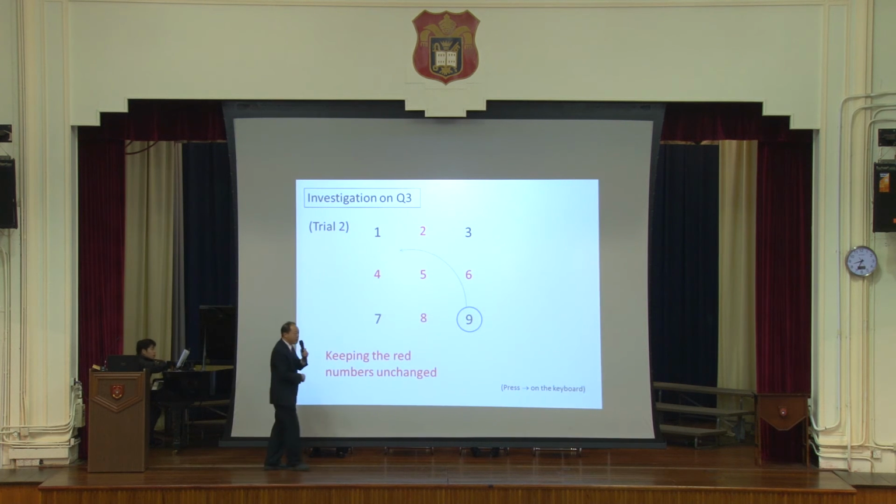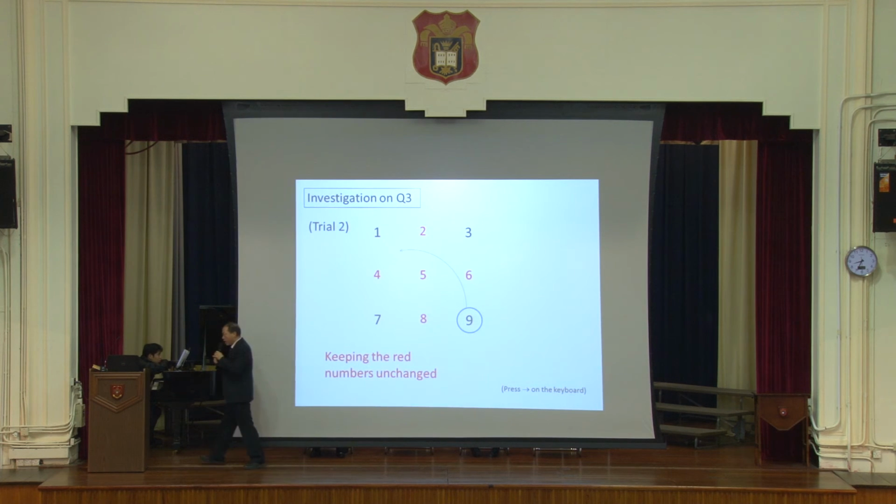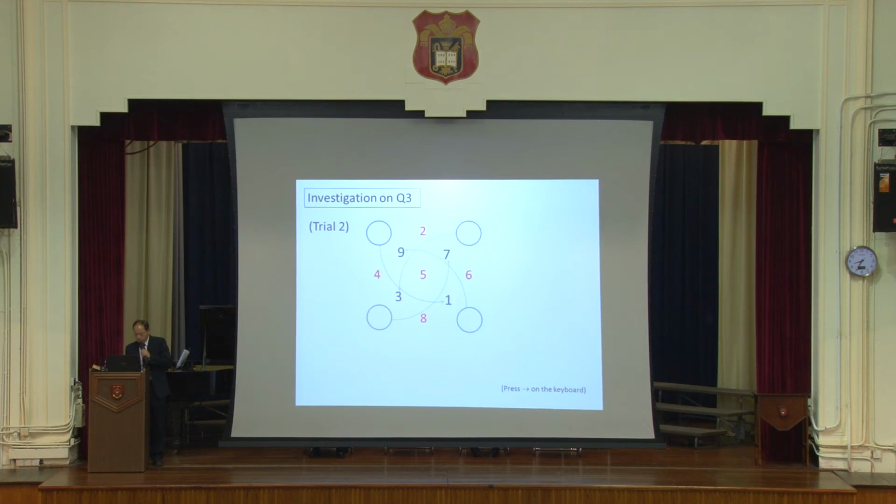So do you still remember? The sum of the numbers have to be 15. And I put number 1 here, number 3 here, number 7 here. So it will become something like this.